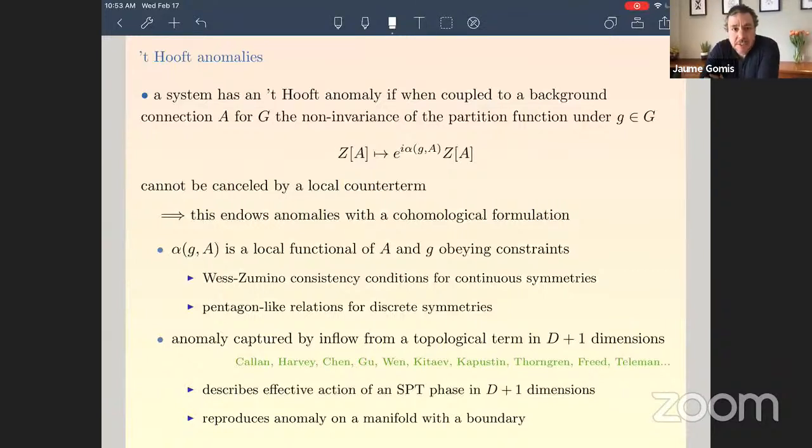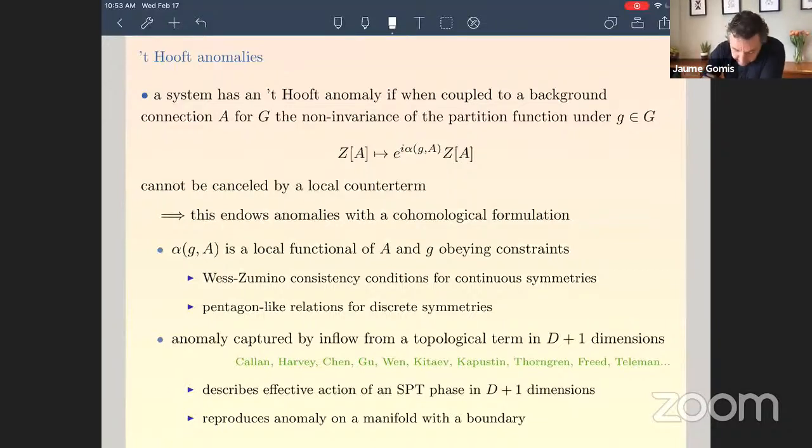that has a global symmetry, you couple it to background gauge fields for that symmetry, and we're going to call this background gauge field A, okay? And essentially you have a 't Hooft anomaly with a non-invariance of the partition function under a background gauge transformation, so in general it will transform by a phase that cannot be cancelled by a local counterterm. If it can be cancelled by a local counterterm, we don't call it an anomaly. That's just something that can be removed by a change of regularization scheme.